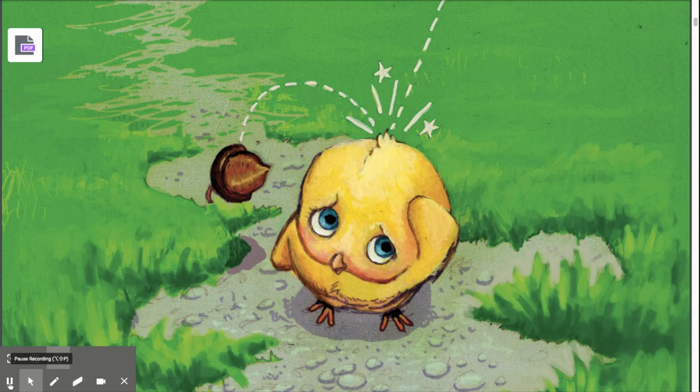What does Chicken Little think is part of the sky? Did you say the acorn, that she thinks the acorn is part of the sky? An acorn is a seed of an oak tree. Is an acorn part of the sky? Did you say no? I hope you said no.